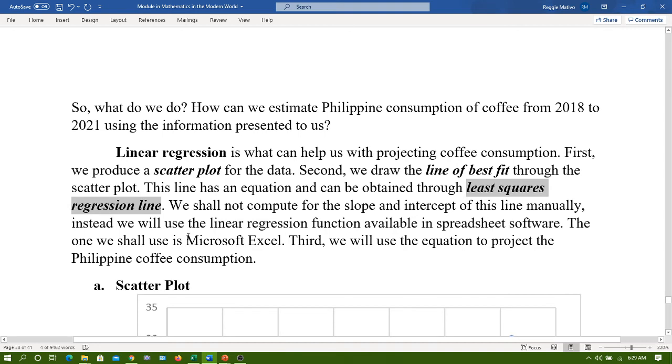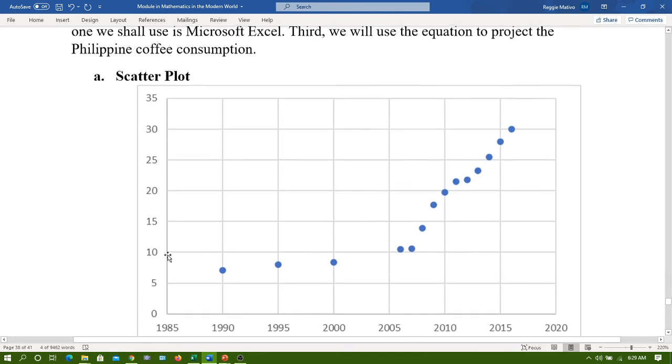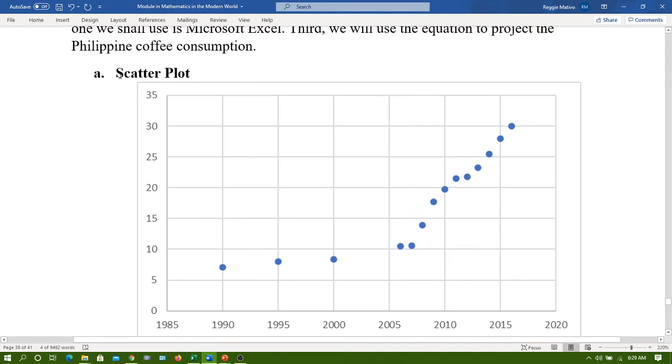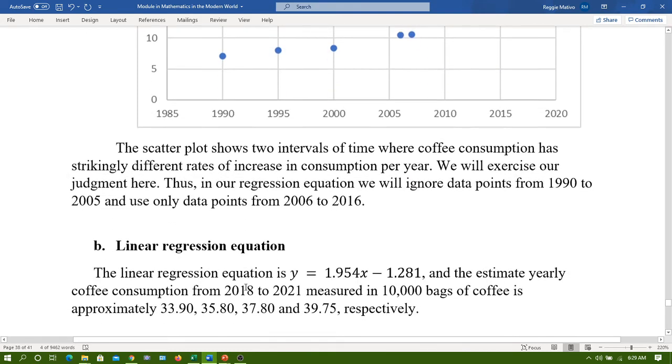Instead, we will use the linear regression function available in spreadsheet software. The one we shall use is Microsoft Excel. And then the third, we will use the equation to project the Philippine coffee consumption. So here's the scatter plot. Okay, so this is from Microsoft Excel. I inputted this myself. So this is the first step. Make a scatter plot from 1985 to 2020. So this is the distribution of coffee consumption.